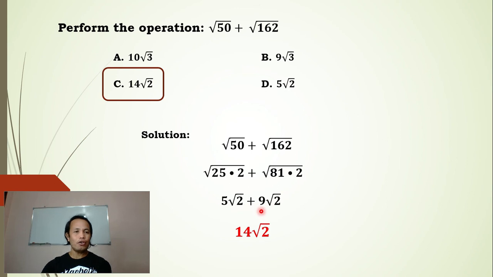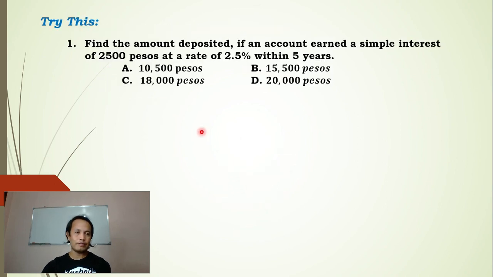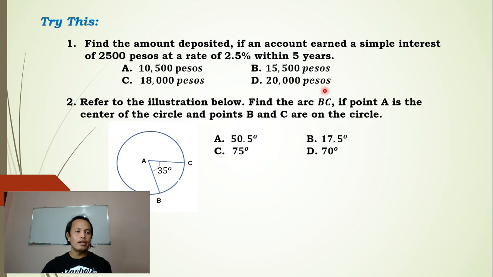Okay, so before I go, please try these examples. Find the amount deposited if an account earned a simple interest of 2,500 pesos at a rate of 2.5% within 5 years. A, 10,500 pesos. B, 15,500 pesos. C, 18,000 pesos. D, 20,000 pesos.